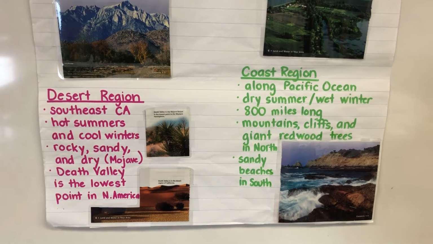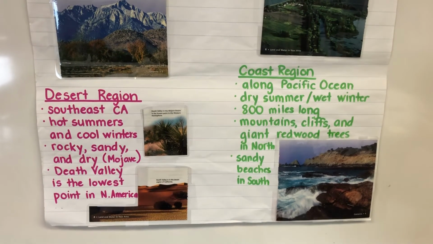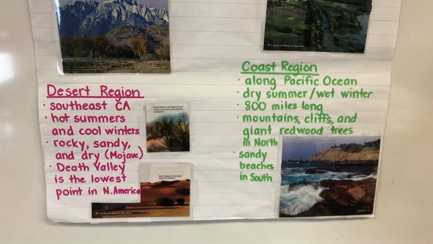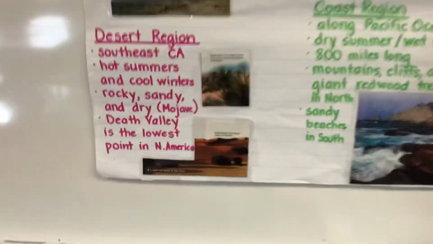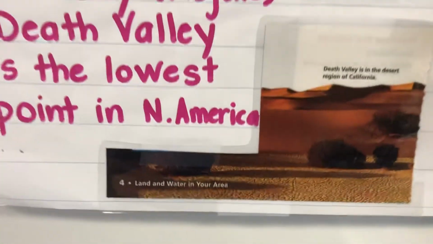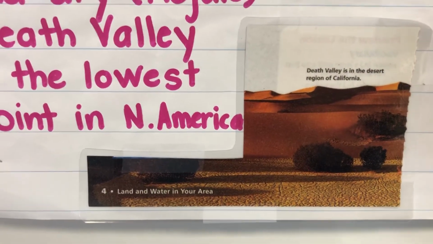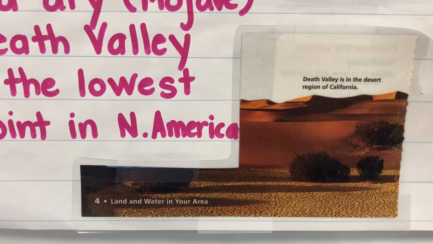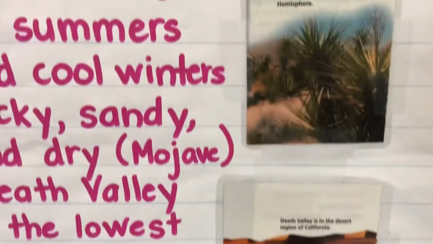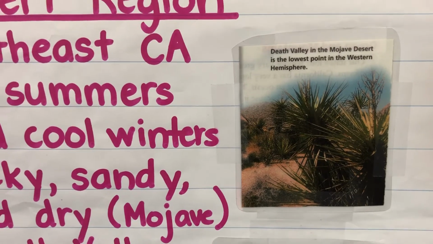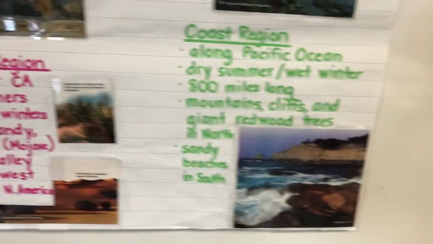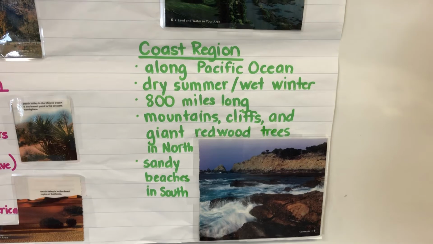It's pretty rocky, pretty sandy and dry. The largest desert we have is the Mojave Desert. And Death Valley is the lowest point in Northern California. So here are some close-ups of some of those regions. You can see Death Valley's got that cracked floor. We do have some plants that grow, but it's tricky. It's pretty hot there.